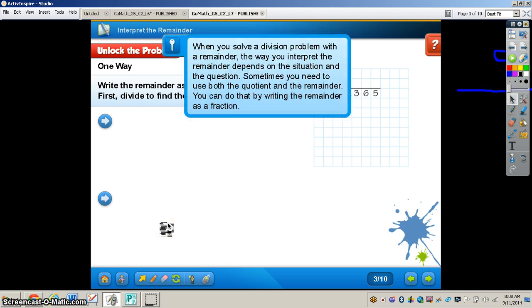Now this is really important to know. On page 87, you want to put a star next to this in your Go Math book. So it reads, when you solve a division problem with a remainder, the way you interpret the remainder depends on the situation and the question. So it's not one rule for every type of problem. Now sometimes you need to use both the quotient and the remainder. You can do that by writing the remainder as a fraction.